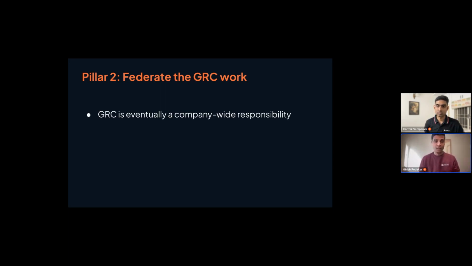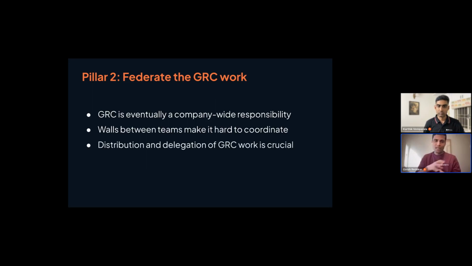At the end of the day, we all understand that while the GRC team is eventually responsible for orchestrating the work that happens related to governance, risk, and compliance, it is eventually the specific teams in the company who need to take on the responsibility of running the controls and collecting evidence around these controls and so on and so forth. It is a company-wide responsibility. What you have to be careful about, and what you have to ensure, is that the tool that you pick is going to help you make this coordination exercise easier.